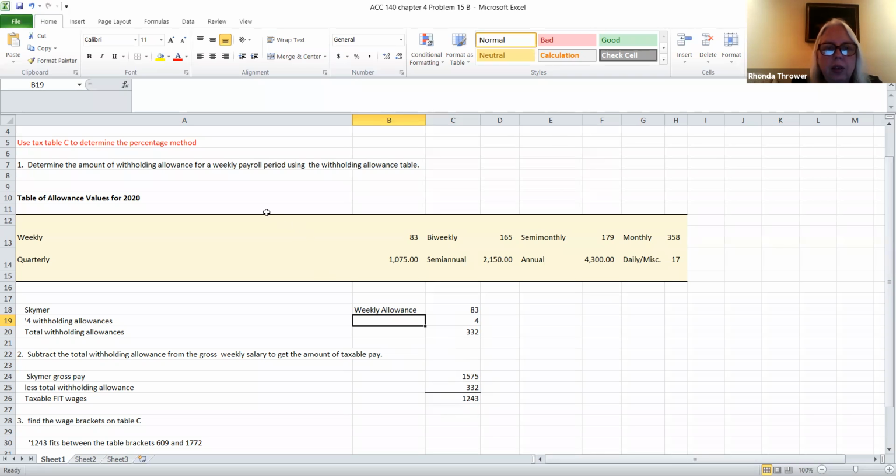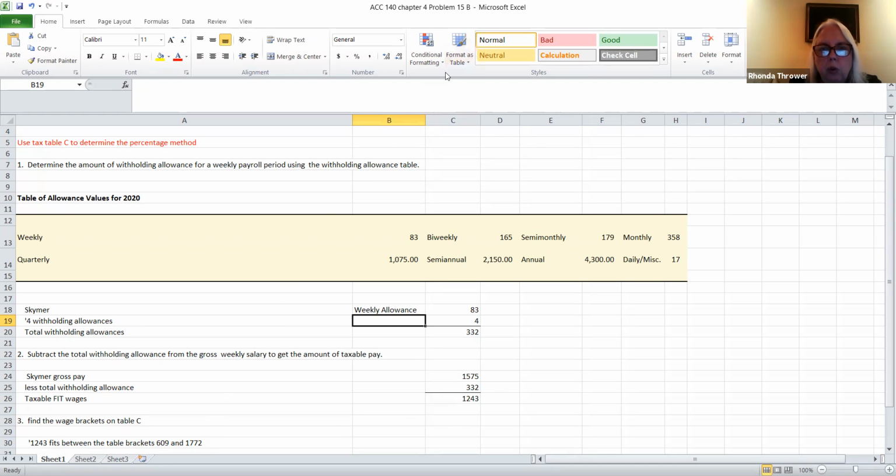Now, because you're using the percentage method, we have to find the wage brackets that are located on table C, which is your percentages table. And so I'm going to go to that in just a minute. But what you're going to look for is where the 1243 fits. And on the percentage table, it's going to fit between 609 and 1,772 for a weekly employee, since we're using the percentage table to do this.